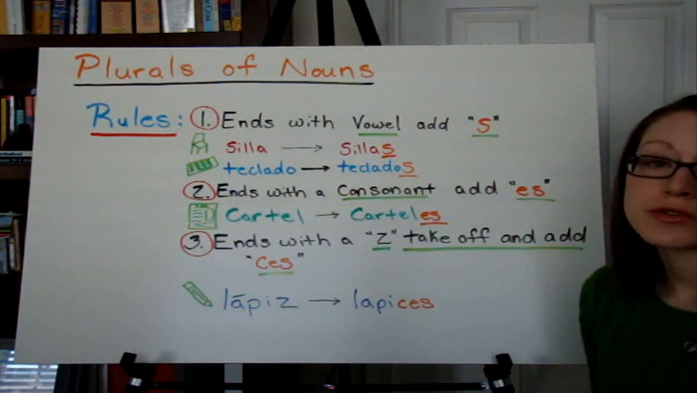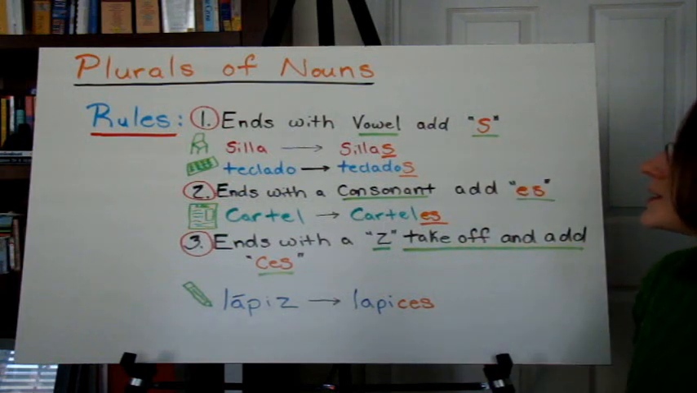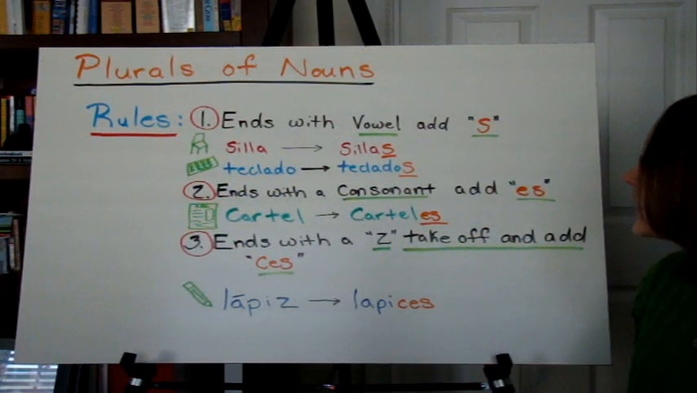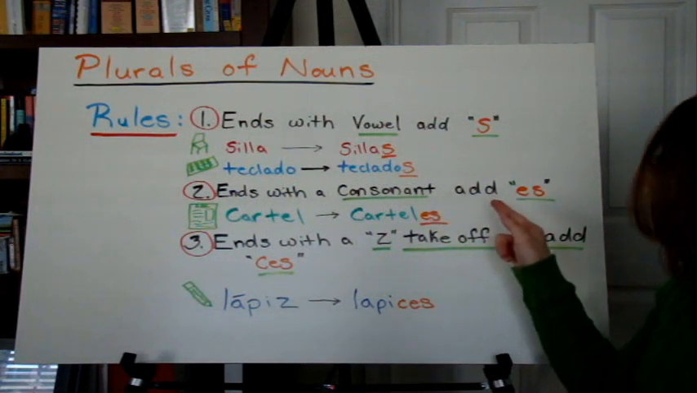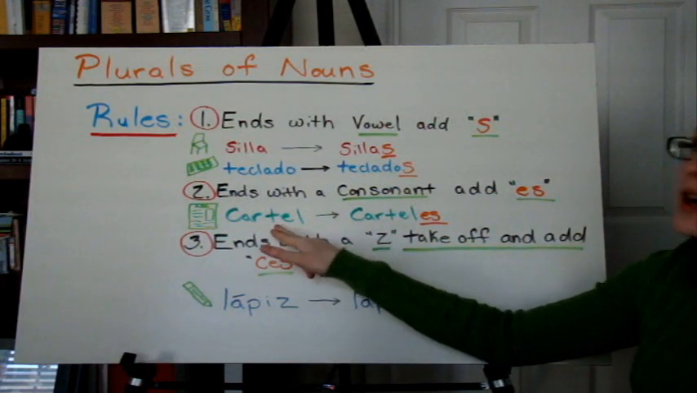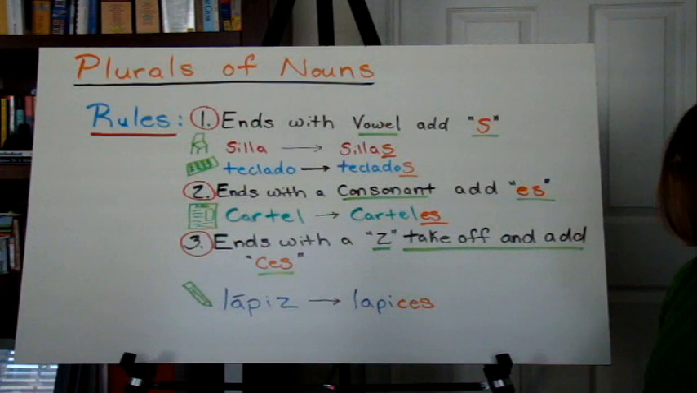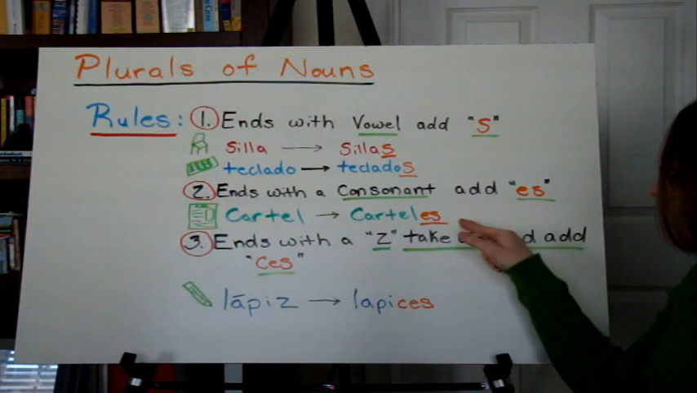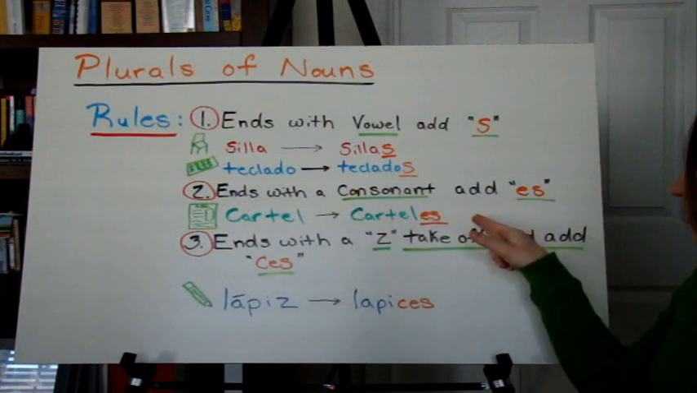So very simply, the first rule is if it has a vowel on the end of the noun, you're going to add an S. The second rule is that if the noun ends with a consonant, which is anything except for a vowel, you're going to add ES. So for example, cartel ends with L, which is a consonant. So that tells us that we need to put on ES to the end. So cartel becomes carteles. Poster, posters.